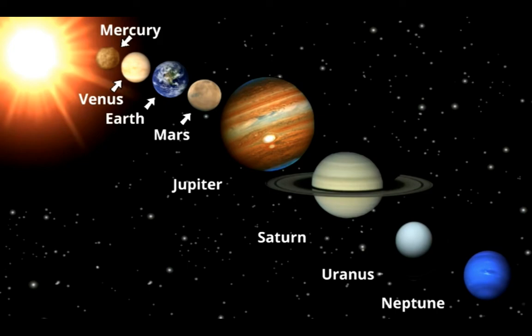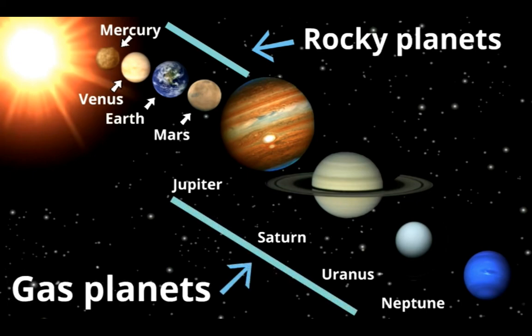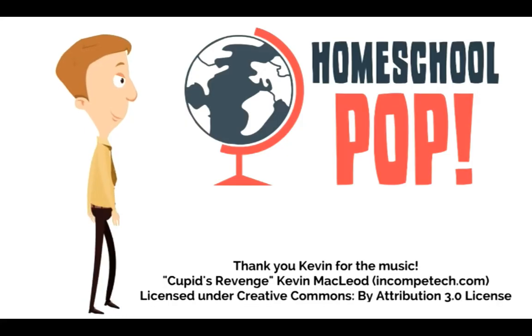The first 4 planets are rocky planets. Mercury, Venus, Earth, and Mars are rocky planets. The 4 planets furthest from the sun are the gas planets. Jupiter, Saturn, Uranus, and Neptune are gas planets. Wow, those are the planets.